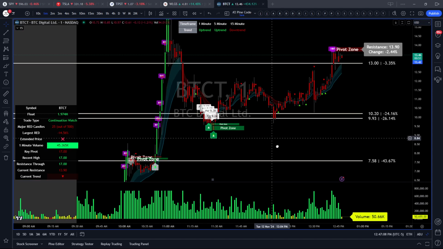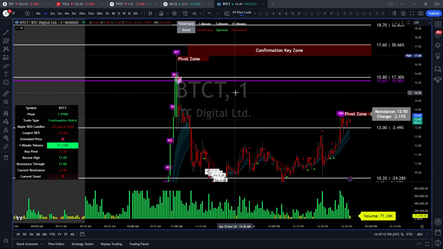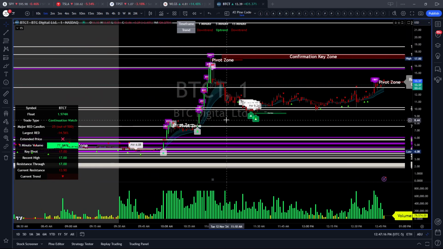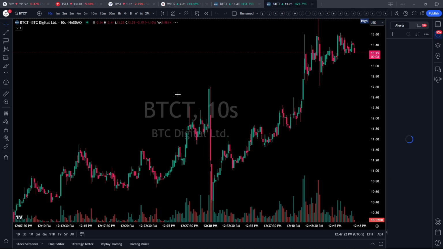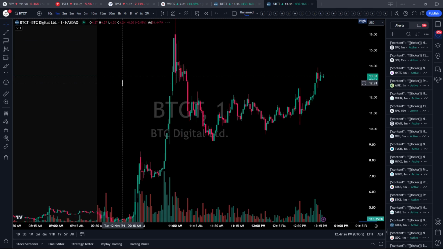Let me zoom this out a little bit. The top of this move was around $17. That's insane, right? Insane. This started below $3. If I turn this off, let's go ahead and just open up a new chart. So let's do a new layout. BTCT, great, it's on there. We're going to switch this to a 1-minute chart.